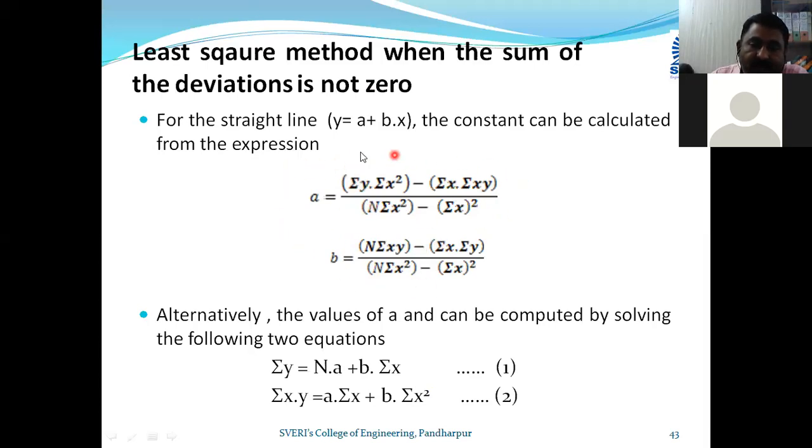So you have to use this formula when summation x, that is the sum of the deviation, is non-zero. We will take one numerical related to this also. Then you can calculate b, because the line equation is the standard one, y is equal to a plus bx. So the change is only in the values of a and b. The b value is n into summation xy minus summation x summation y, divided by n summation x square minus summation x whole square.